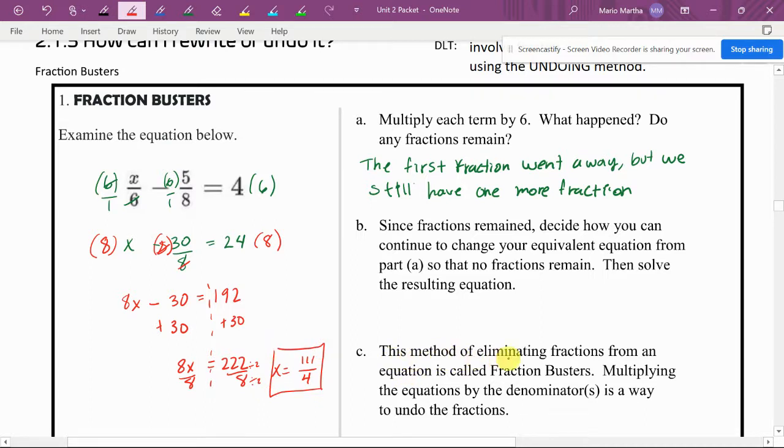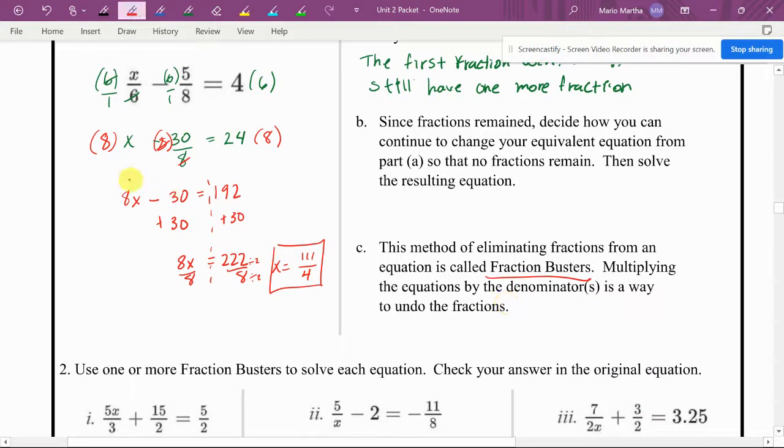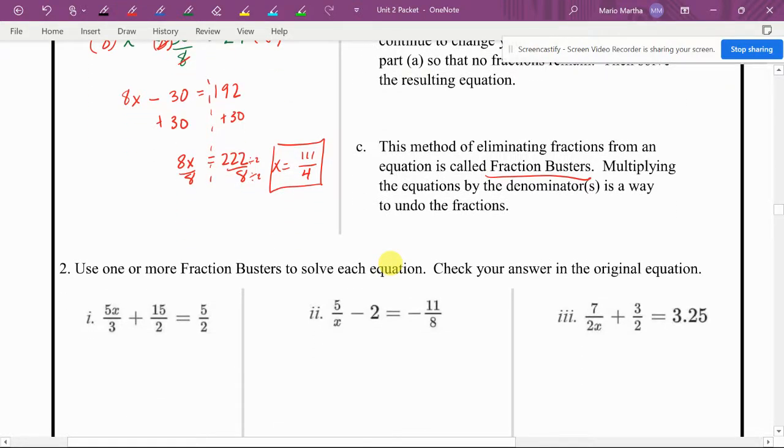So part C, this method of eliminating fractions from equations is called fraction busters. Multiplying the equations by the denominators is a way to undo the fractions. So again, first we multiplied everything by 6, and that undid the first fraction. And then in our second step, we multiply everything by 8 to undo our second fraction. And then from there, we just simplify the same way we've been doing to solve for x by undoing. I undid the negative 30 by adding 30 to both sides. And then finally, I undid the 8 by dividing both sides by 8.